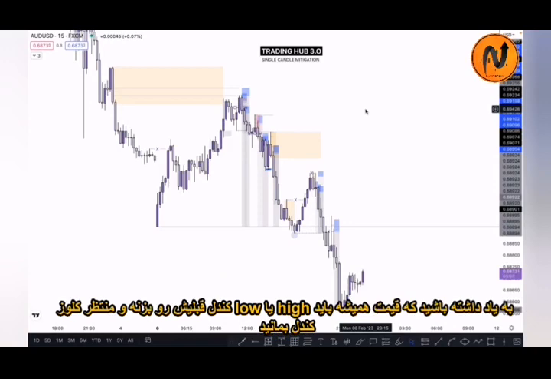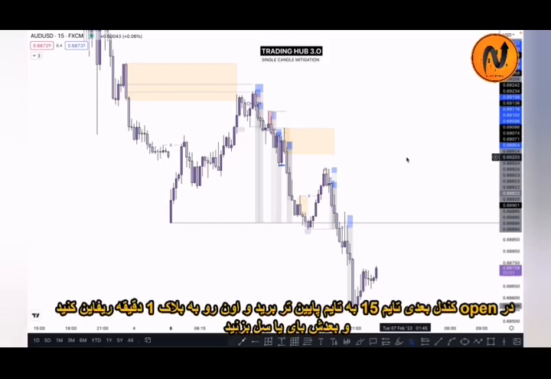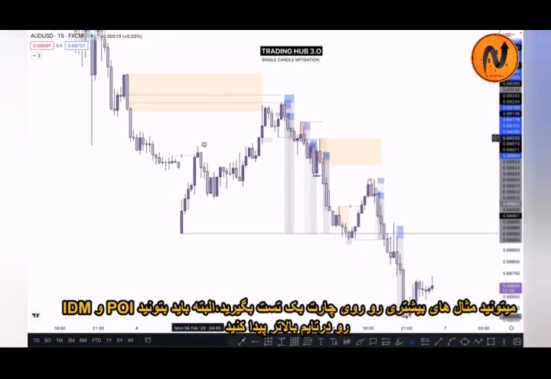And always remember one more thing: price must take out the previous candle high or low, and then wait for the candle close. Then on the next candle open, switch to a lower time frame, refine a 1-minute order block, and take the entry, buy or sell, right? If you want to see more examples, you can backtest on your chart.